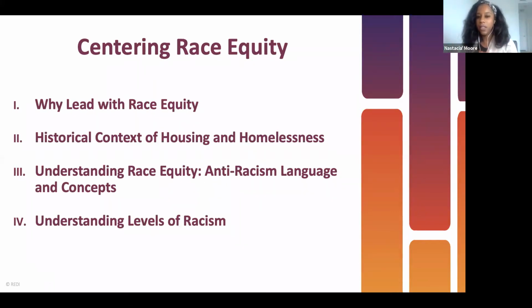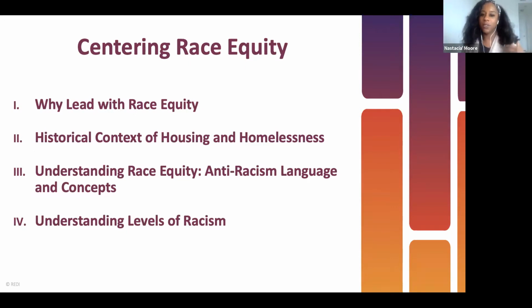Understanding some language and concepts. We all don't speak the same language. We think we are speaking the same language, but a lot of times we're not. And so we want to be on the same basis when it comes to these race equity terms and concepts, to better have meaningful dialogue, dialogue that is respectful, and dialogue that really moves the course when talking about race equity and equity principles.